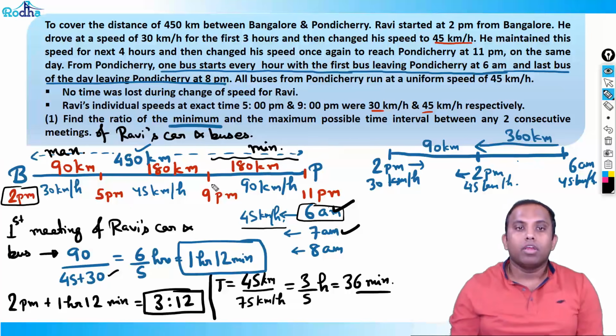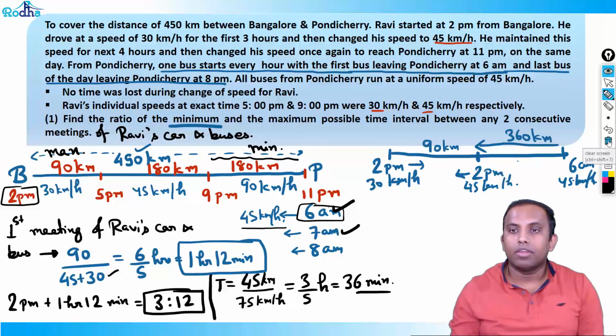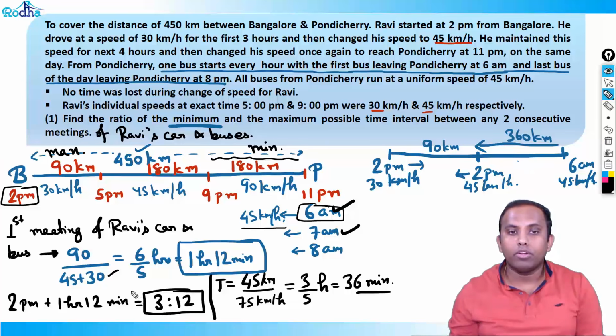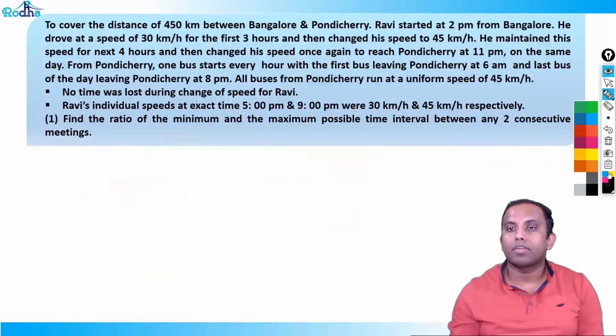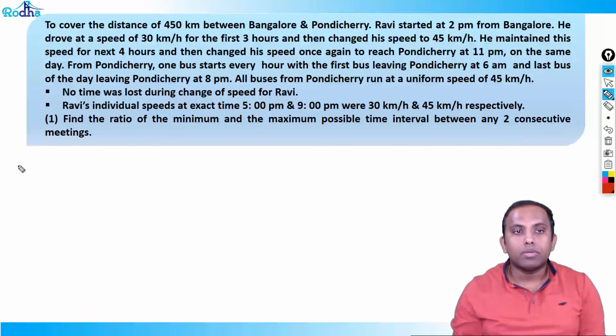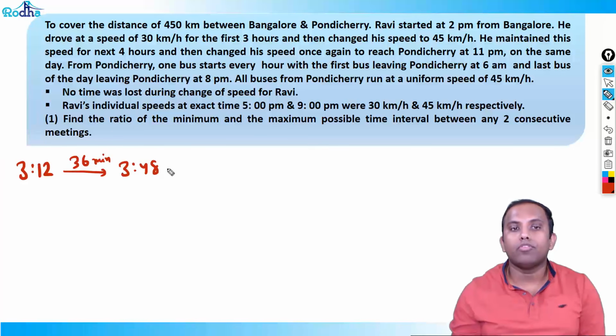Now, let's just listen to this point here. The first meeting was at 3:12. What is the second one? After 36 minutes. So the second time is 3:12 plus 36 minutes, at 3:48. Right. So, let's move to the next slide. Here, the first meeting is between me and the bus at 3:12. The second meeting is after 36 minutes, that is at 3:48. Now, what is the third meeting?